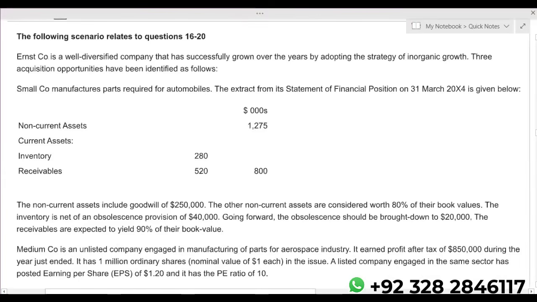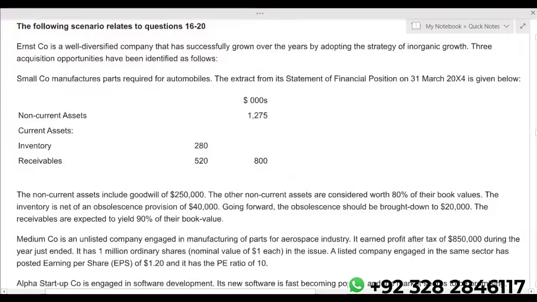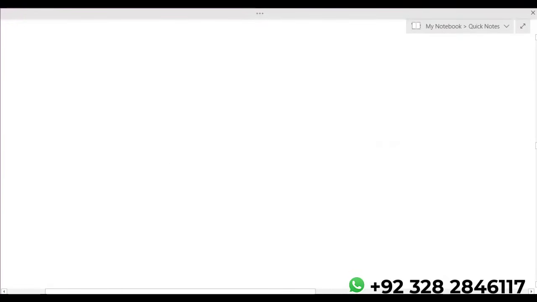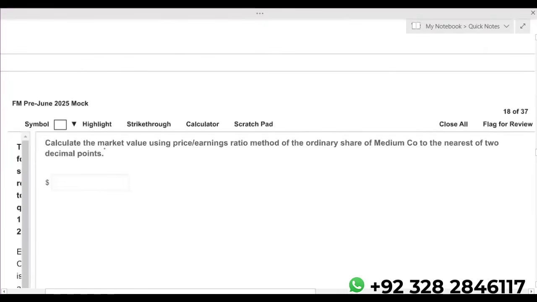Actually, in section B, FM, what happens? Examiner gives us a small scenario. On each small scenario, examiner sets 5 questions, each worth 2 marks. What is the current value using P/E ratio, price earning ratio, method of the ordinary shares of medium company to the nearest 2 decimal points? Calculate market value using P/E ratio.